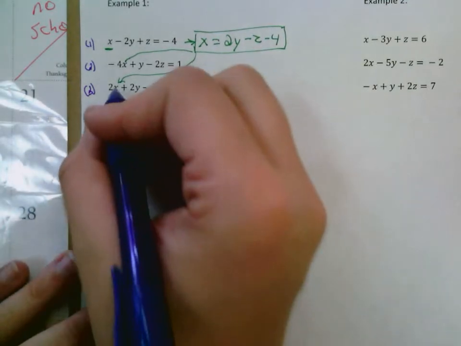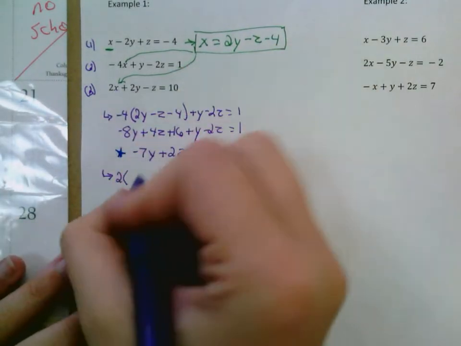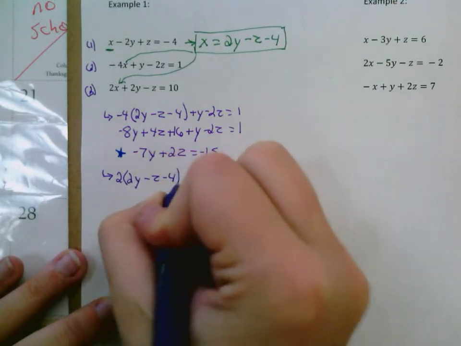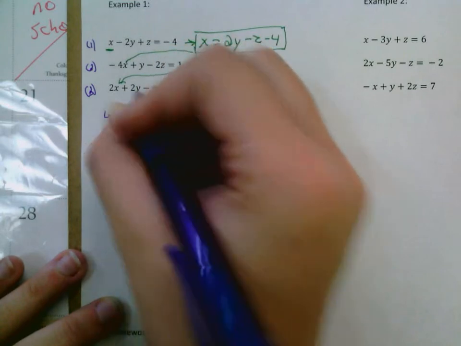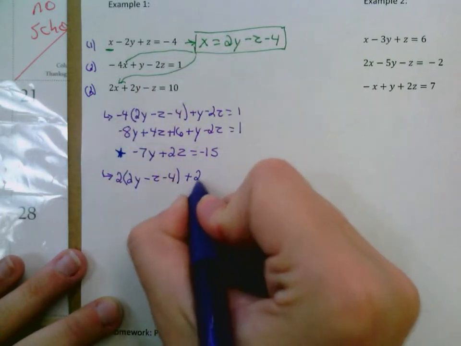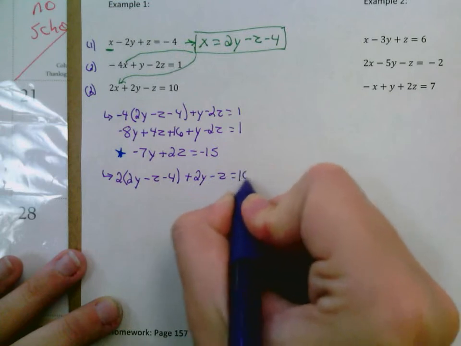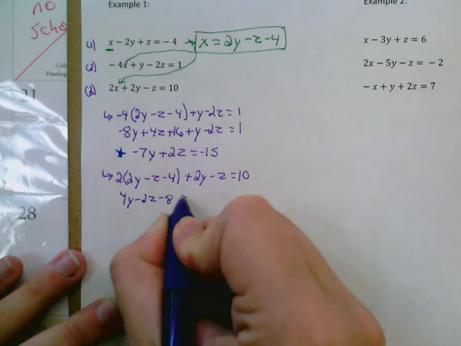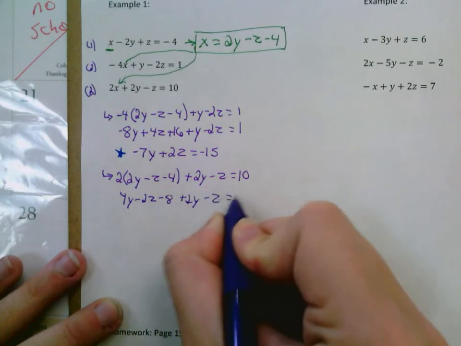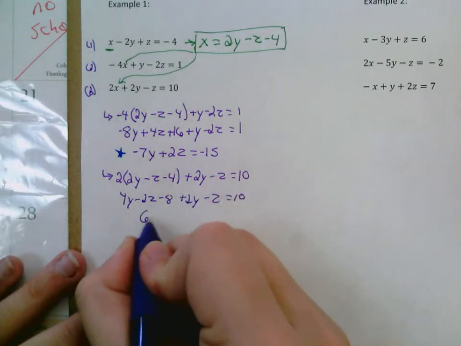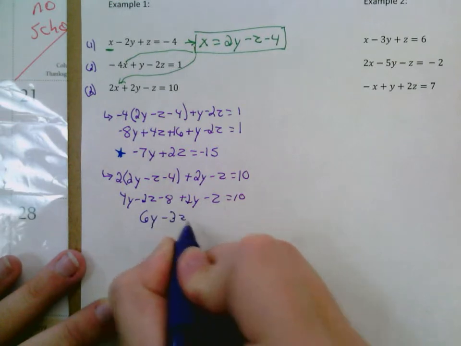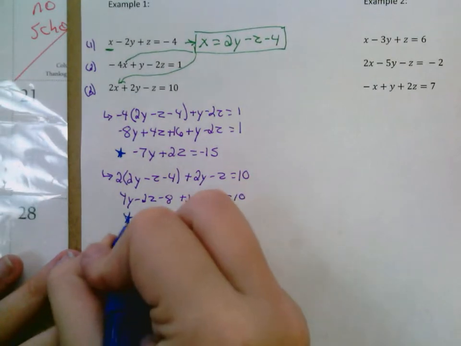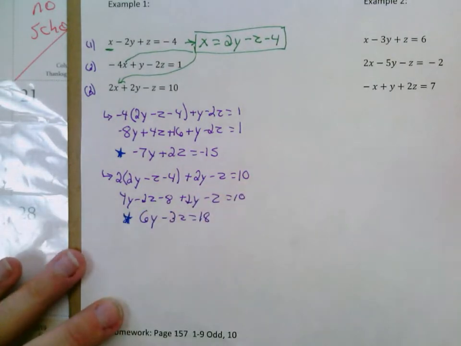Then the next one, I'm going to go ahead and plug in x. So I have 2 times x, but remember to substitute it in. That's 2y minus z minus 4 plus, and then continue onward, right up here, continue with this. So that's 2y minus z equals 10. That's 4y minus 2z minus 8 plus 2y minus z equals 10. And I get my 6y minus 3z equals 18. And again, you'll notice I'm starring this problem because that's, again, one of my new equations.